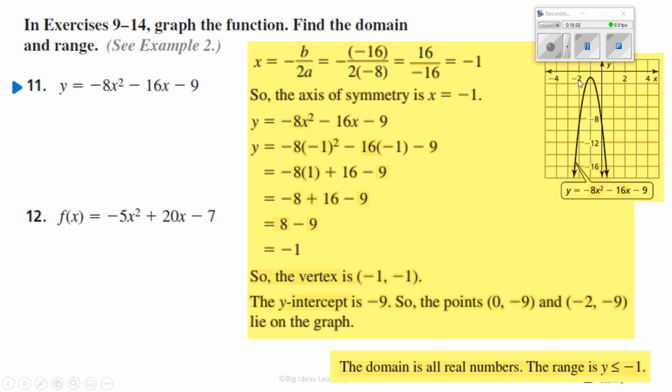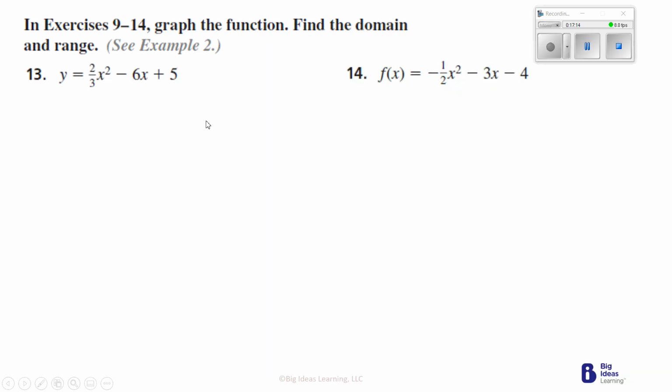So when I increase, or when I go back 1, it's going to be negative 2. So that'll be negative 2, negative 9. So domain is all real numbers, but the range is going to be any number equal to negative 1 and lower. Okay? Number 12 is yours to do. Let's go on to number 13.